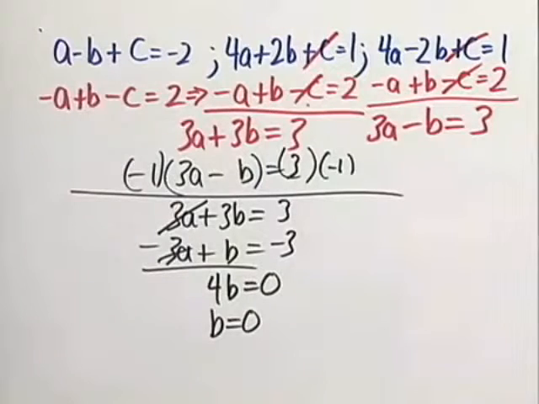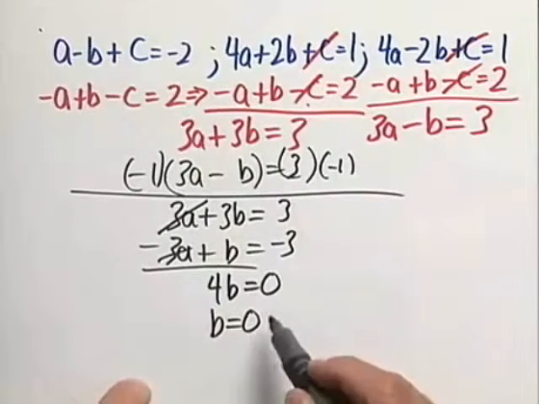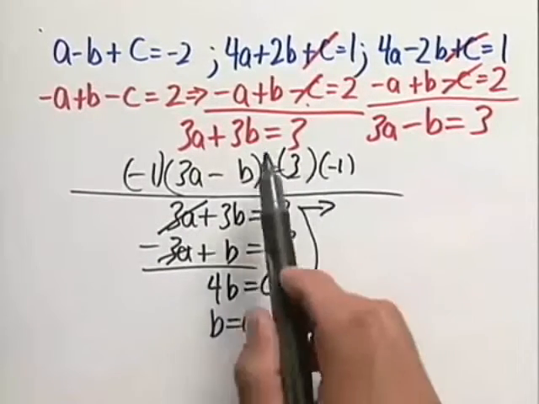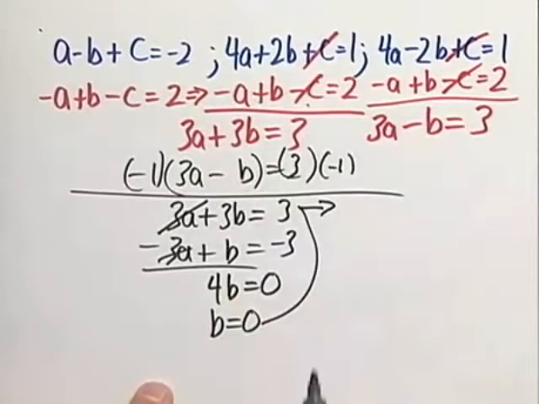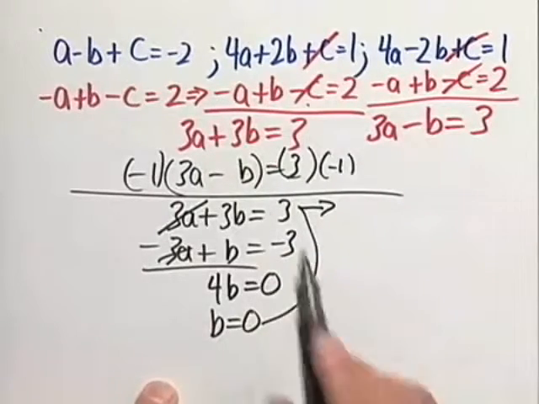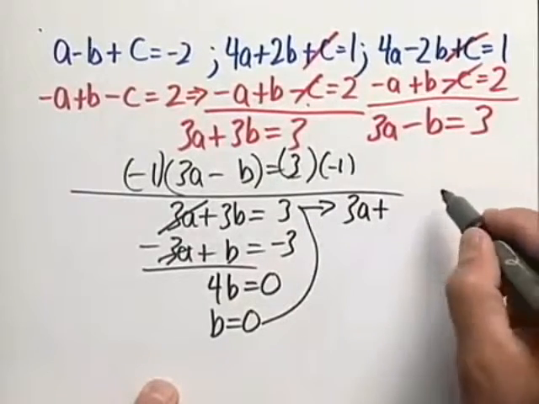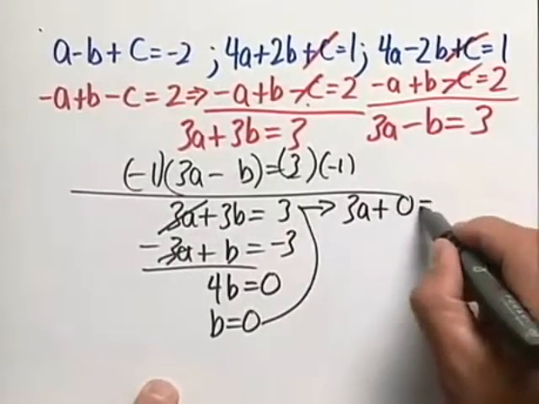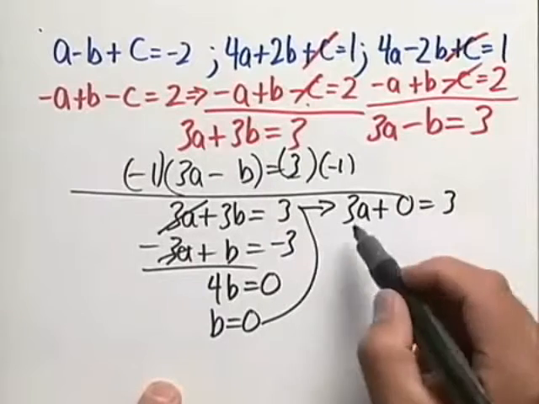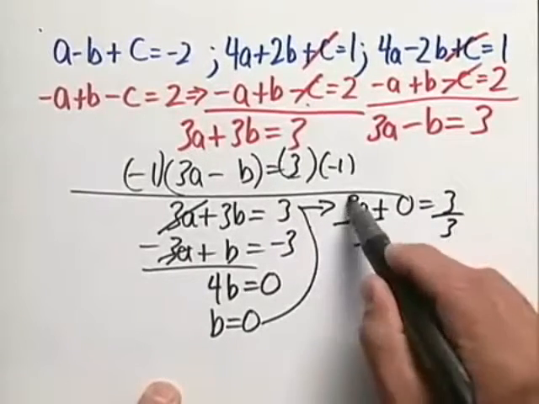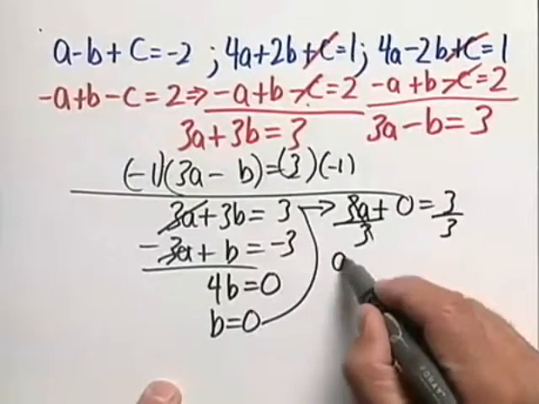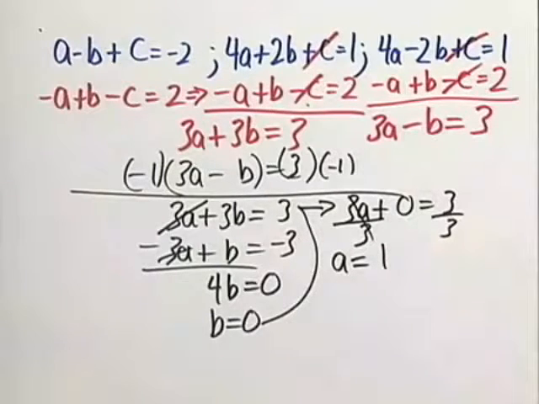Now our challenge is to find a, and we can take this b equals 0 and plug it back into either one of our two equations that were in terms of a and b only. From this we have 3a plus 3 times 0, which is simply 0, is equal to 3. Solving for a, we divide both sides by 3, so we have the a coefficient, which is 1.